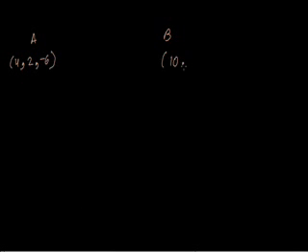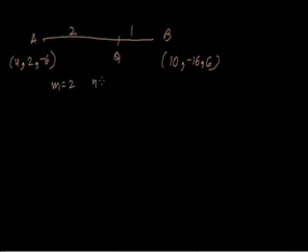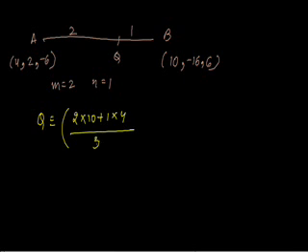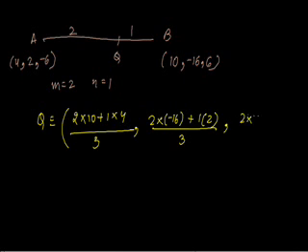For the coordinates of point Q, A is equal to 4 comma 2 comma minus 6, and B is equal to 10 comma minus 16 comma 6. For finding Q, we have to take the ratio 2 is to 1, where m is equal to 2, n is equal to 1. Further calculating, the coordinates of point Q are 2 into 10 plus 1 into 4 upon 3, comma 2 into minus 16 plus 1 into 2 upon 3, comma 2 into 6 plus 1 into minus 6 upon 3.